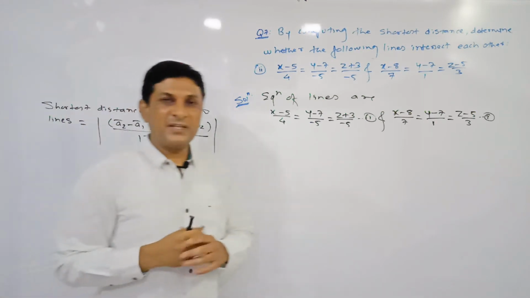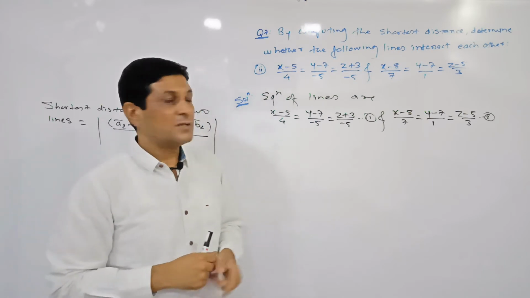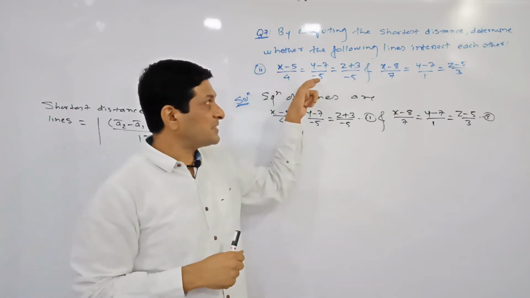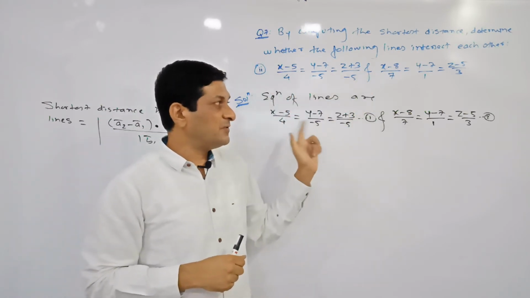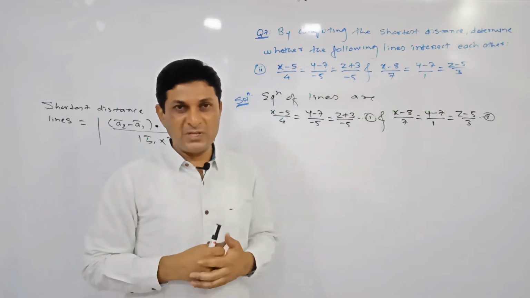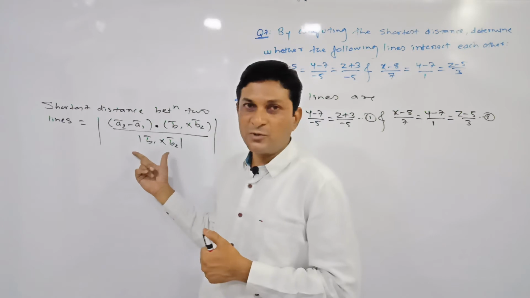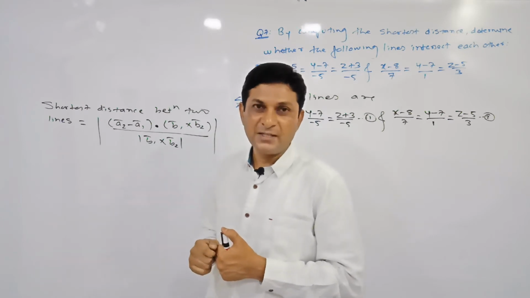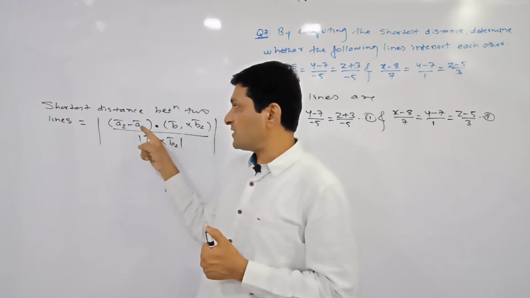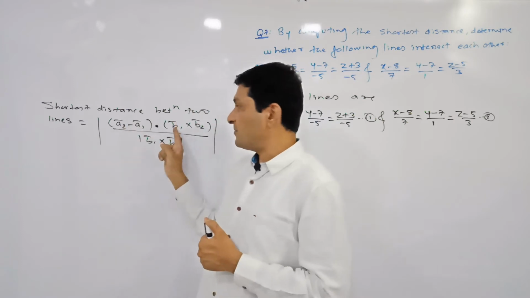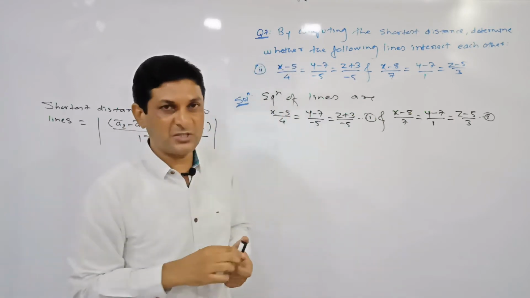Now we are solving example number 2 from question number 7. In this case, the equations of the two lines are given in which form? Cartesian form. So again here we have this formula to find the shortest distance between two lines, and to apply this formula, first find a1 bar, a2 bar, b1 bar and b2 bar from the equations of the lines.